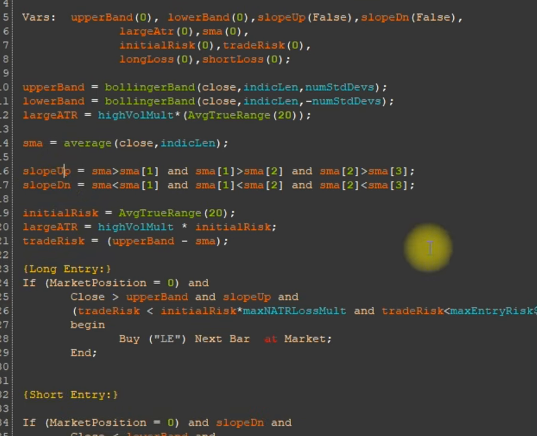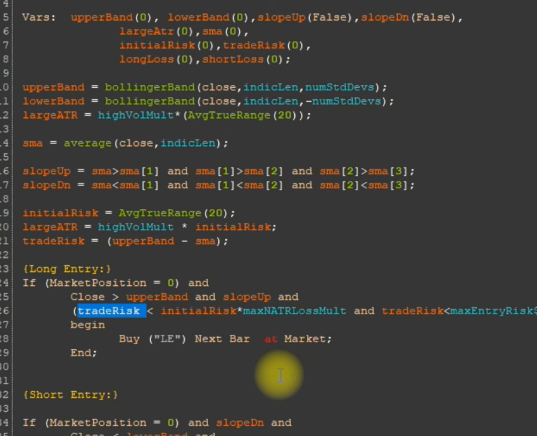Okay, so if we're above the Bollinger Band and we do have a slope up, here's where the key to this trading strategy and its success is found. I want my trade risk. What is trade risk?